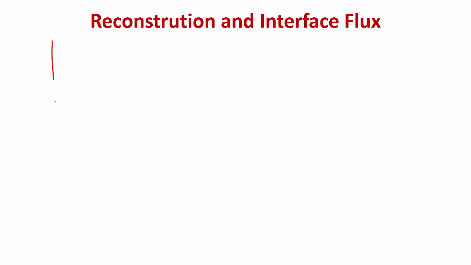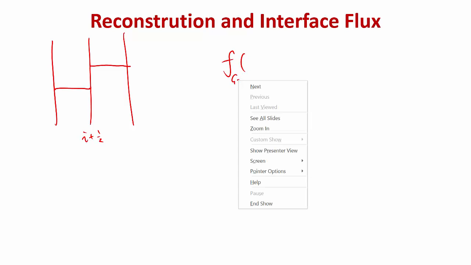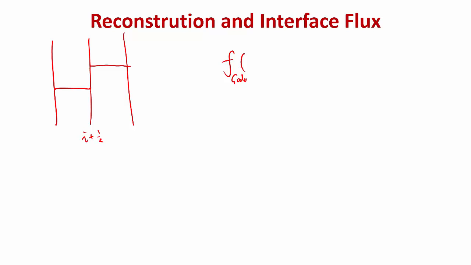So just to have a refresher, let's say this is the interface i plus half. Our previous first order good enough scheme computes a good enough flux that is a function of u bar i and u bar i plus 1. So this is the interface flux of our first order scheme.